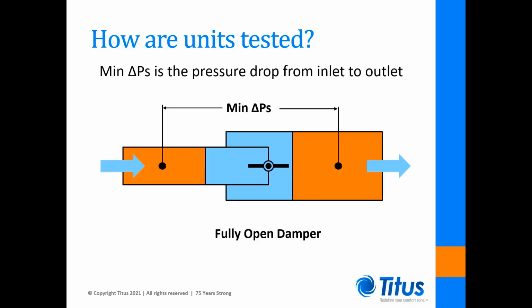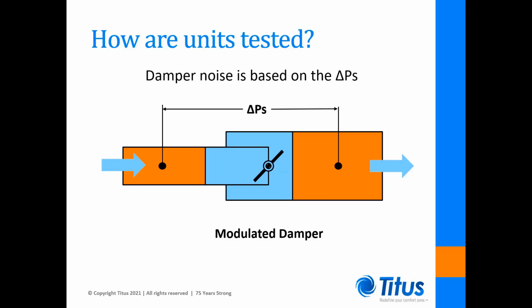Now back to the question. Yes, the units are tested with the dampers wide open, as shown here, to determine the minimum delta PS performance. But we also test them in many other positions based on airflow and pressure conditions.